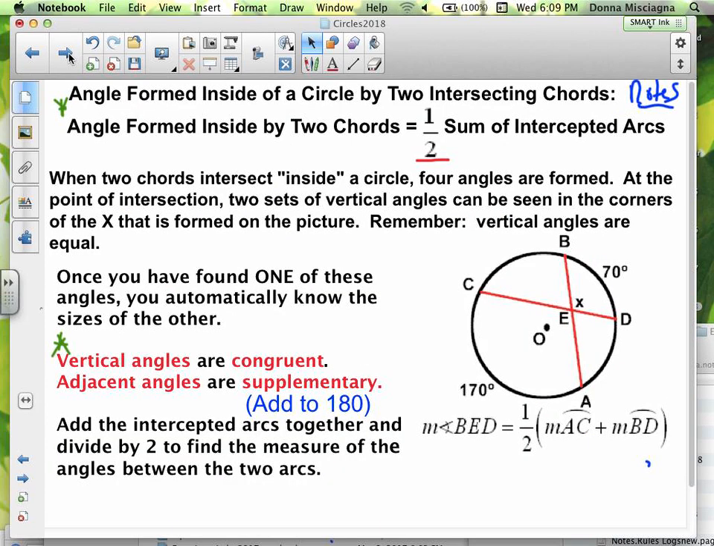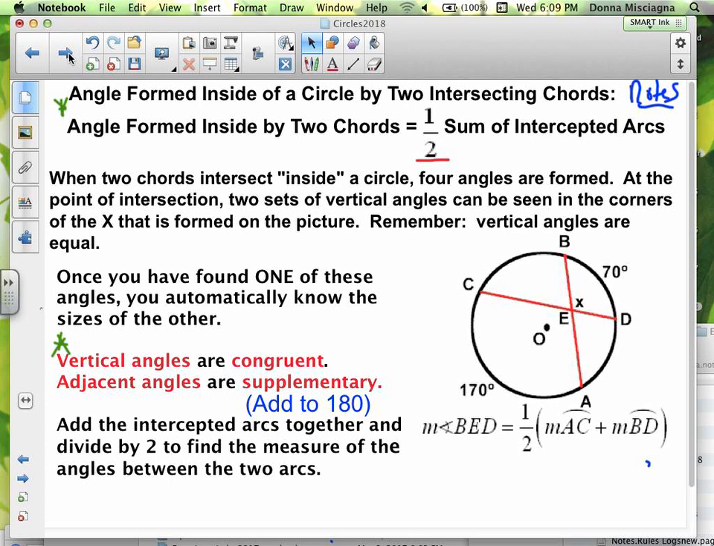There we go. All right, so angles formed inside of a circle by two intersecting chords. So angles formed inside by two chords is always going to be equal to half the sum of the intercepted arcs, the arcs for the two vertical angles. So when two chords intersect inside a circle, 4 angles are formed. At the point of intersection, we have two sets of vertical angles.